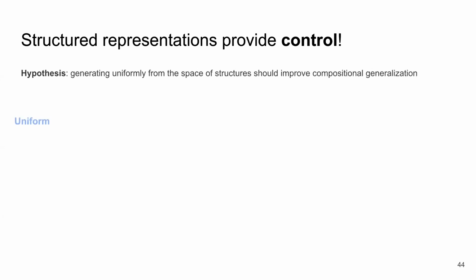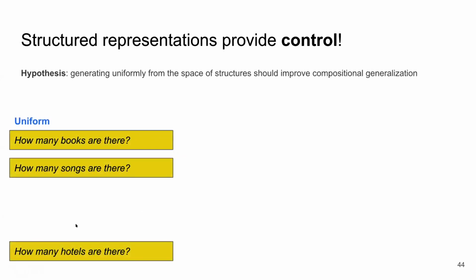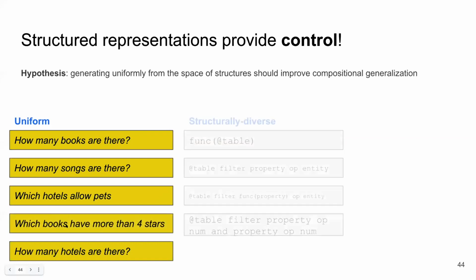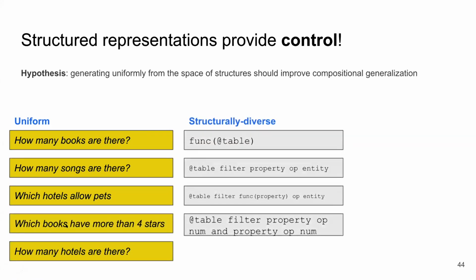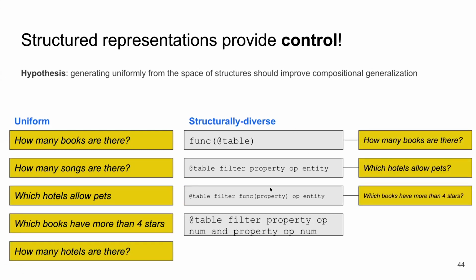So if you uniformly sample from your grammar, you will get a lot of utterances that look very similar. How many books are there? How many songs? How many hotels? And a few others. But if you look in your synchronous context-free grammar and make sure that you actually generate a lot of structures, then you get a data set that is much more representative of the different structures. And this should help the model identify the overlapping parts across examples and compositionally generalize.